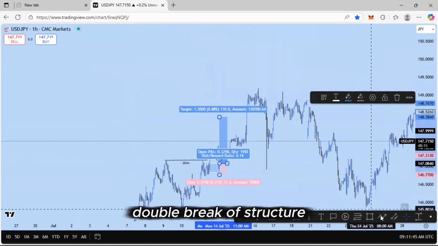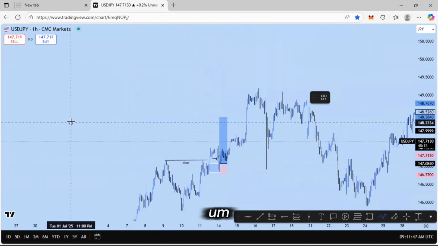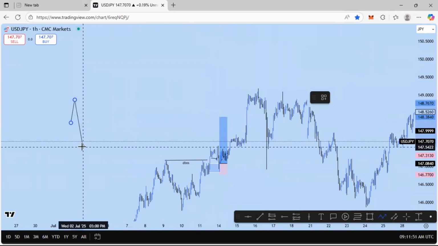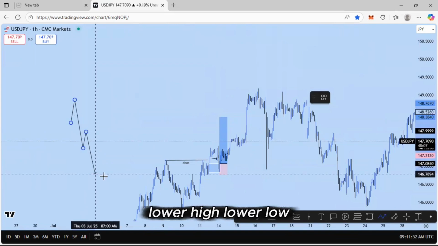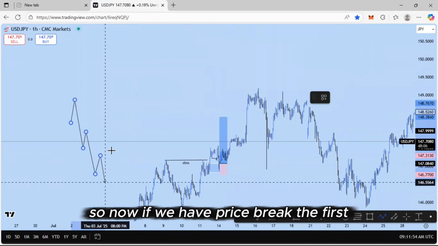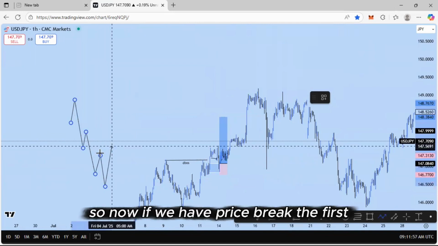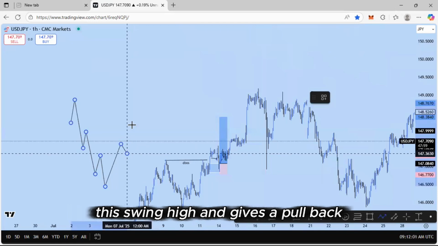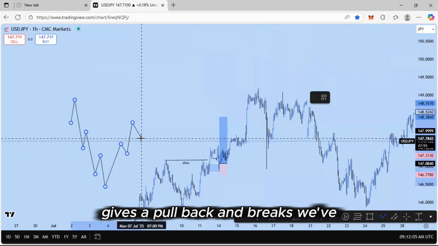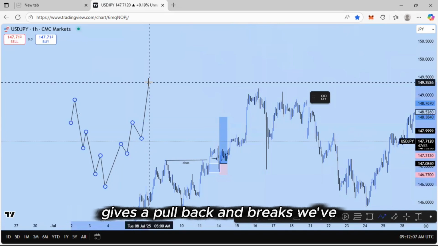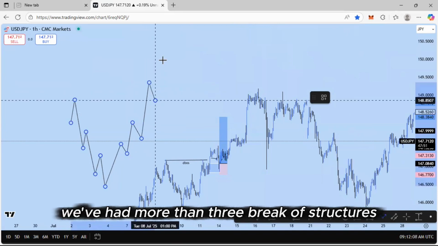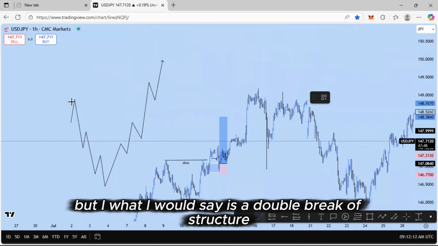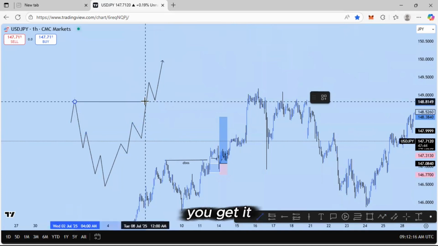Double break of structure: lower low, lower high, lower low, lower high, lower low, lower high, lower low. So now if we have price break the first swing high and give a pullback, it goes to break another swing high, gives a pullback and breaks. We've had more than three breaks of structure, but what I would say is a double break of structure.